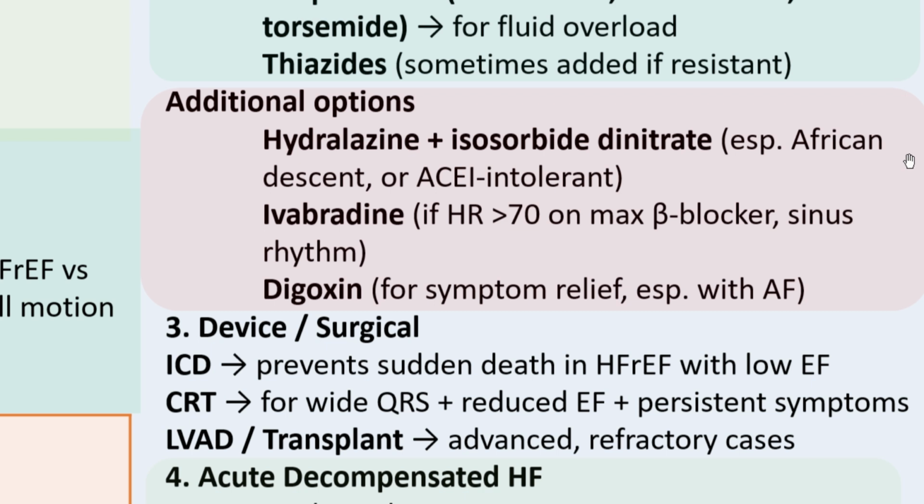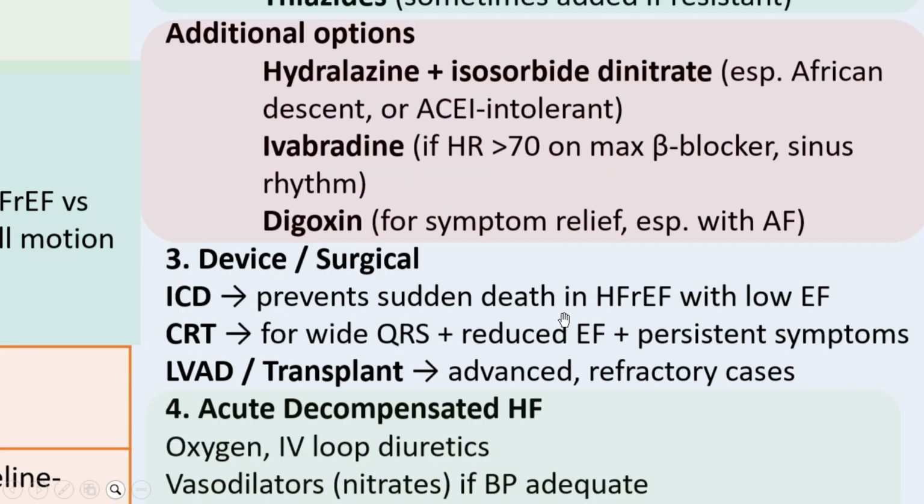Then we have drugs like ivabradine. Now, ivabradine is a new drug, and we use it mostly when we have given beta blockers, and maybe we have reached the maximum beta blocker dose we could give, and the heart rate is still above 70. We may switch to ivabradine. And ivabradine works directly on the sinoatrial node, and then we have digoxin, which helps in symptom relief, especially in patients with atrial fibrillation.